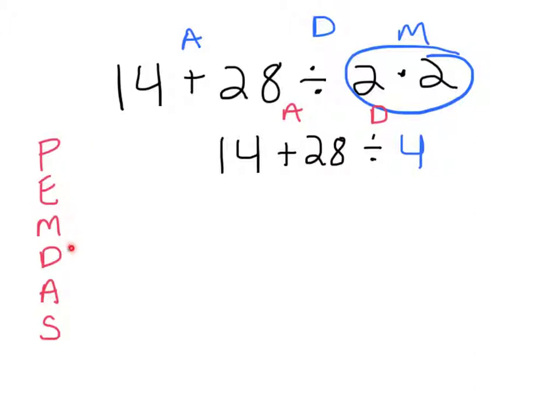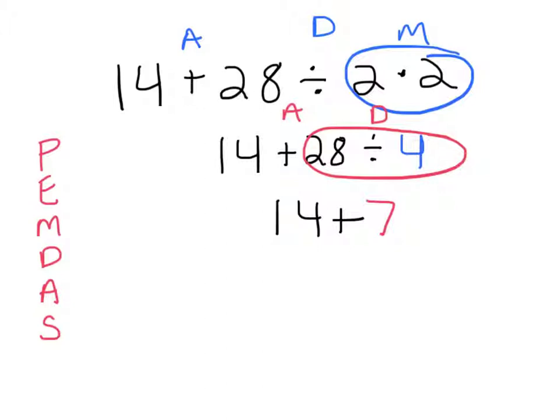According to order of operations, division comes next. So I do 28 divided by 4. Well, that's 7. And everything else comes down. 14 plus 7. Well, that's obviously addition. That's the only operation, so that's what comes next. 14 plus 7 is 21. And that's the answer.